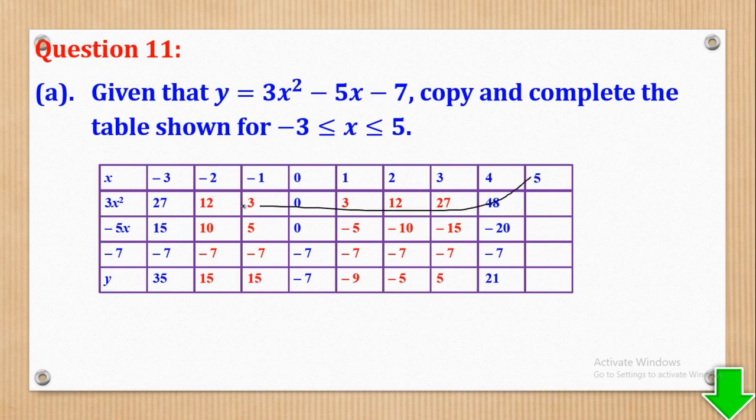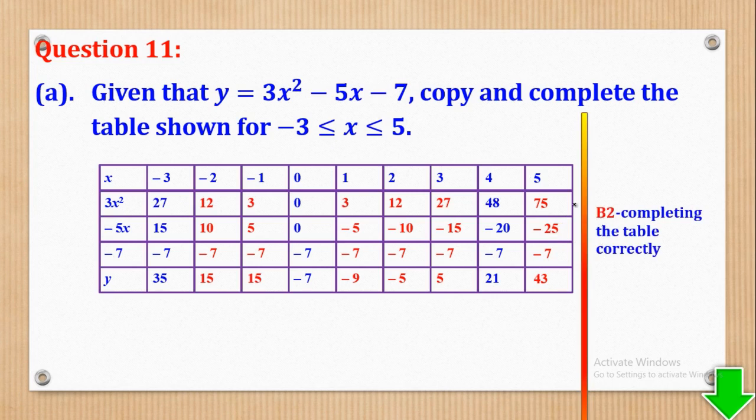Then for this one, 5. So 5 squared is 25. 25 times 3 is 75. Negative 5 times 5 is negative 25. This one is constant. So when I add these, I come up with 43. So the marks for this table will be B2 for completing all the table correctly.